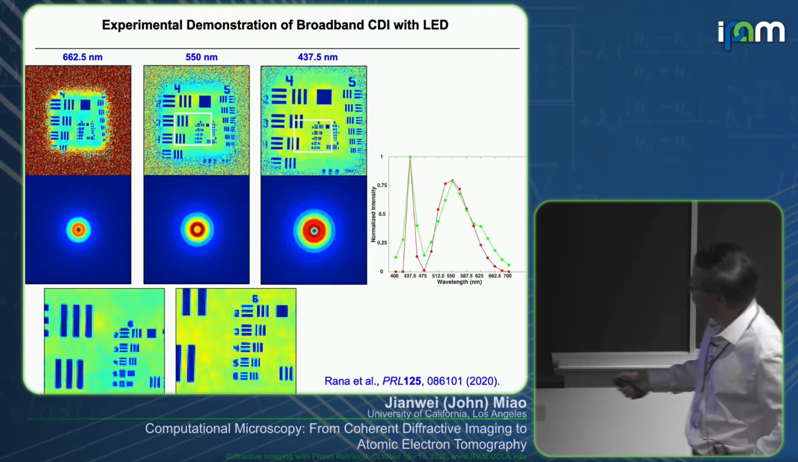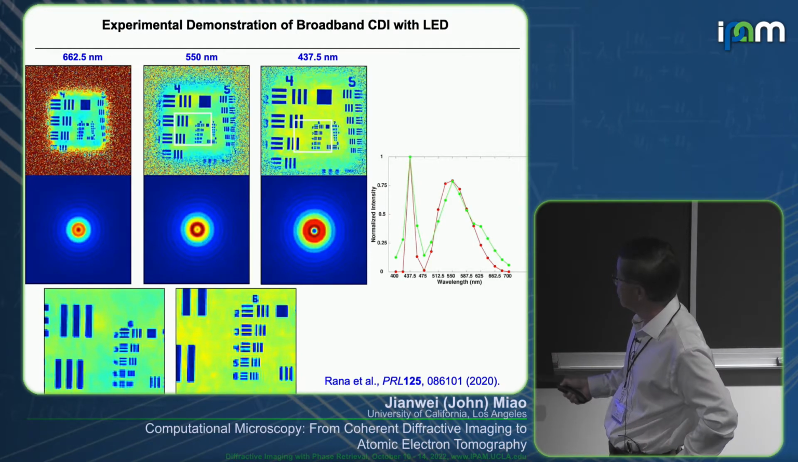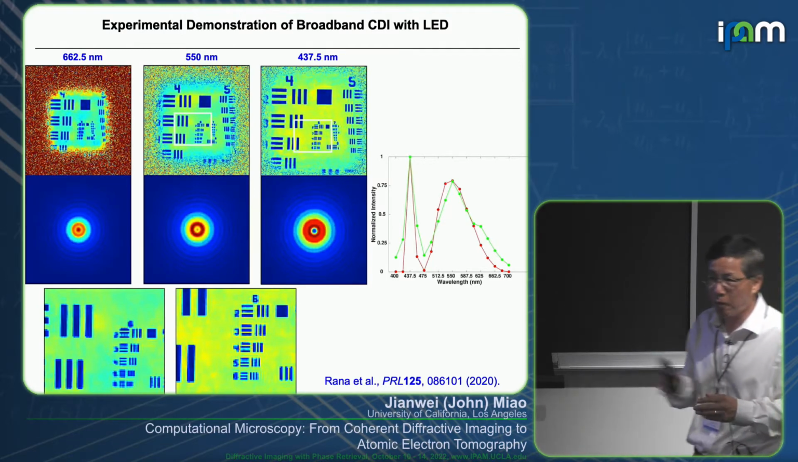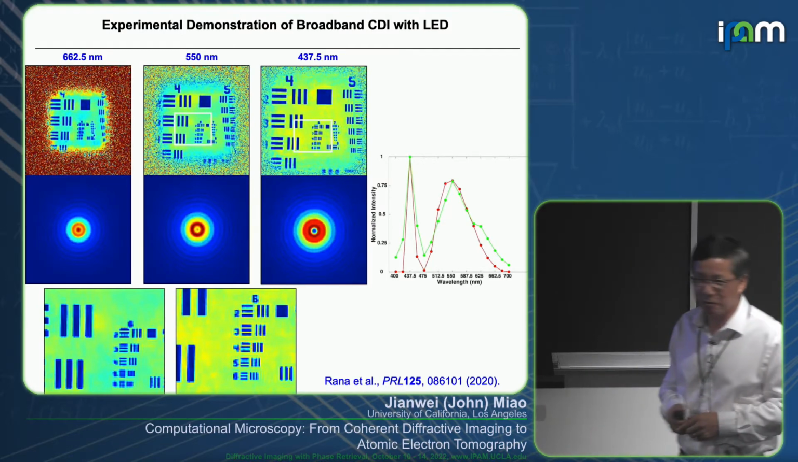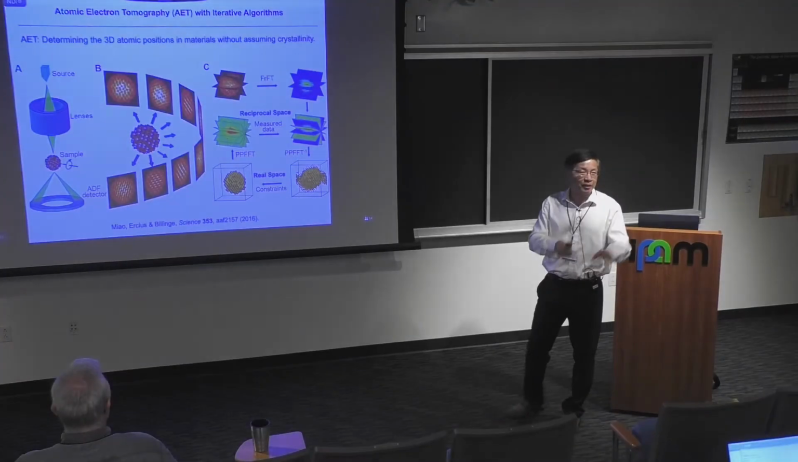And here we did the LED experiment. We did some test samples. These are different wavelengths. This is the probe, the reconstructed probe, and this is a zoomed-in image. And again, we put everything online. So everybody interested, you can go to the code and the data online. You can do analysis. Okay, so far I talked about the CDI.